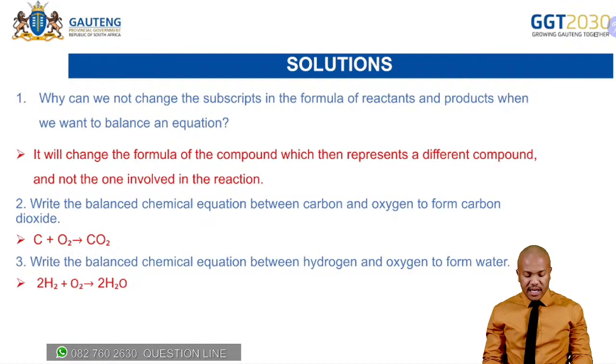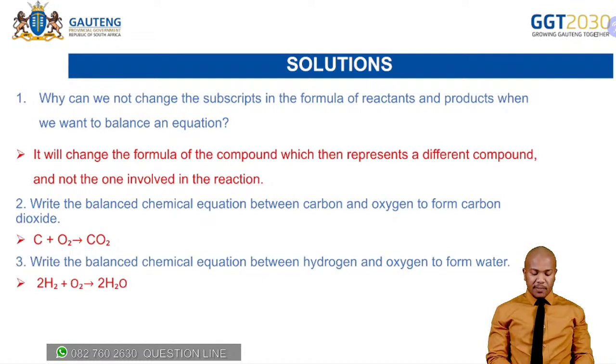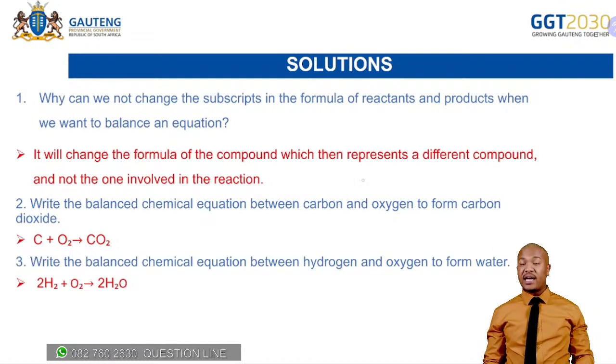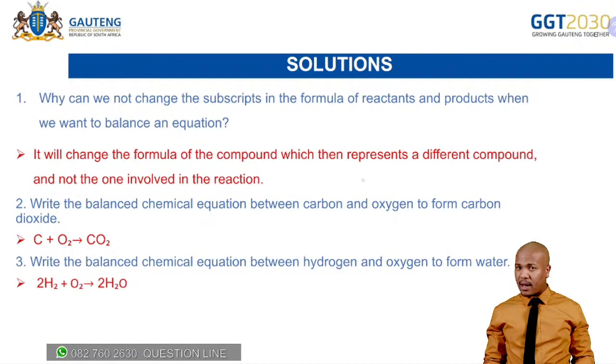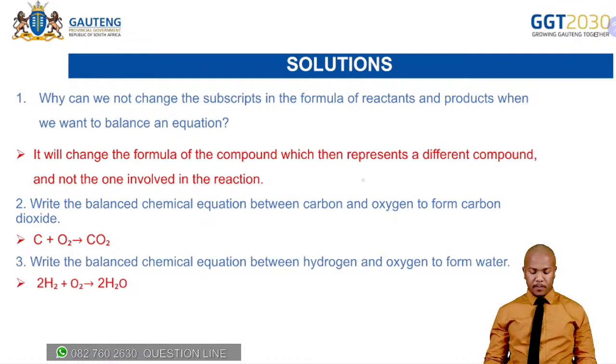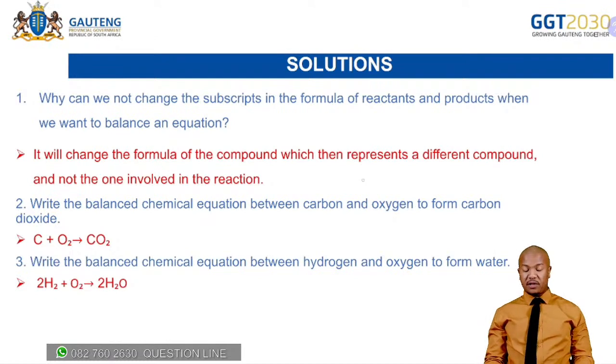Number one was saying, why can we not change the subscripts in the formula of reactants and products when we want to balance an equation? This is simply because it will change the formula of the compound, which then represents a different compound and not the one involved in the reaction. Remember, I said this in the previous lesson, that if you change the number of atoms or if you change the subscript, it changes the whole compound formed, right?